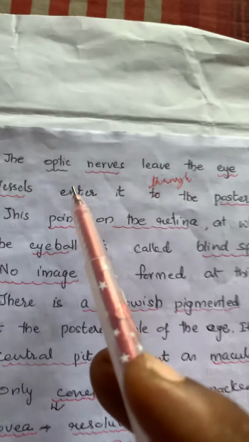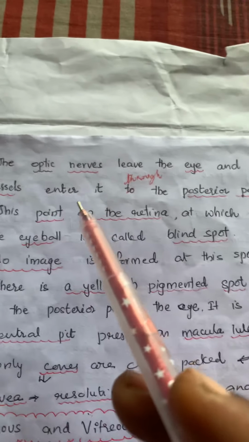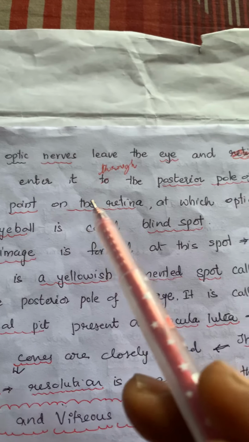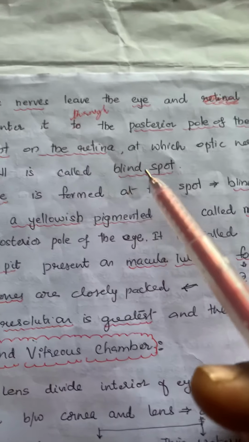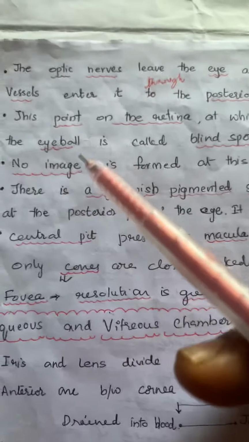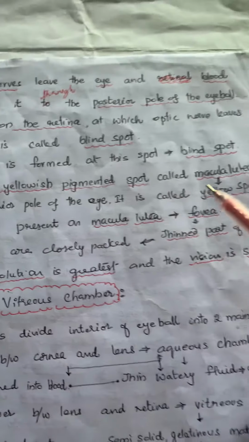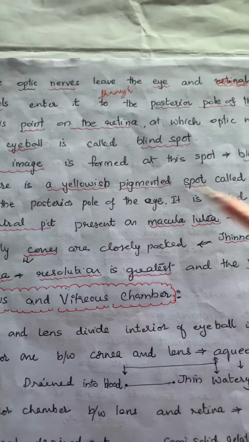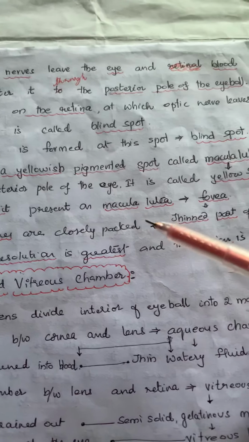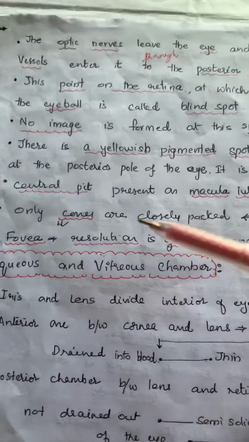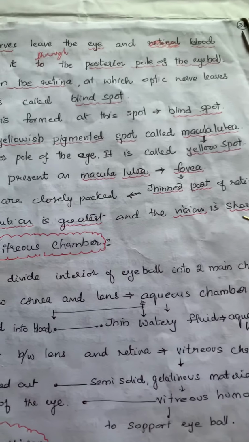So, the optic nerves leave the eye and the blood vessels enter it through the posterior pole of the eyeball. This point on the retina at which the optic nerve leaves the eyeball is called the blind spot. No image is formed here. The yellow pigmented spot is called macula lutea or yellow spot, also at the posterior pole. Next, the central pit is the fovea. Here cones are closely packed, resolution is greatest and vision is sharpest.